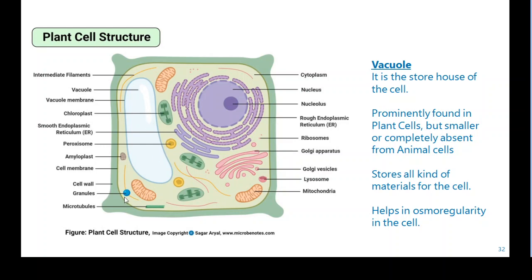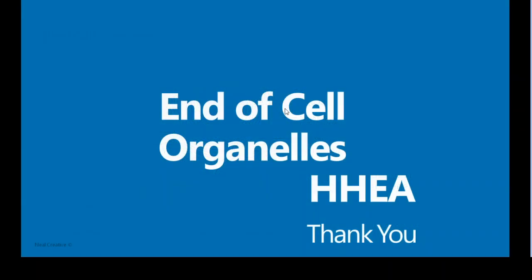You have studied osmosis, right? What is osmosis? Movement of liquid particles across a semi-permeable membrane from high concentration to low concentration. So when the particles are continuously moving in and out of the cell, there are chances the cell may burst, or sometimes it may shrink. So vacuoles help in maintaining that tonicity of the cell. Hence the vacuole helps in osmoregulation also. Clear? So that was the cell organelles.